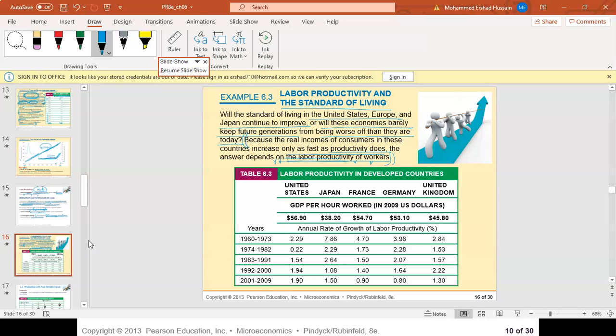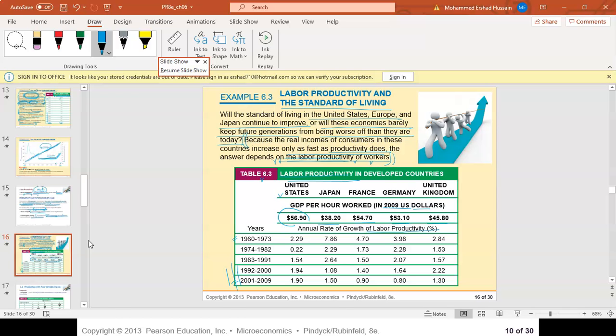So let us see, this is a figure, labor productivity in developed countries, from 1960 to 73 to 2001 to 2009. Look at that, GDP per hour in 2009 dollars: US is 56, Japan 38, France 54, Germany 53, and United Kingdom 45. See that? And the annual growth rate of labor productivity. So let us concentrate on the later years.